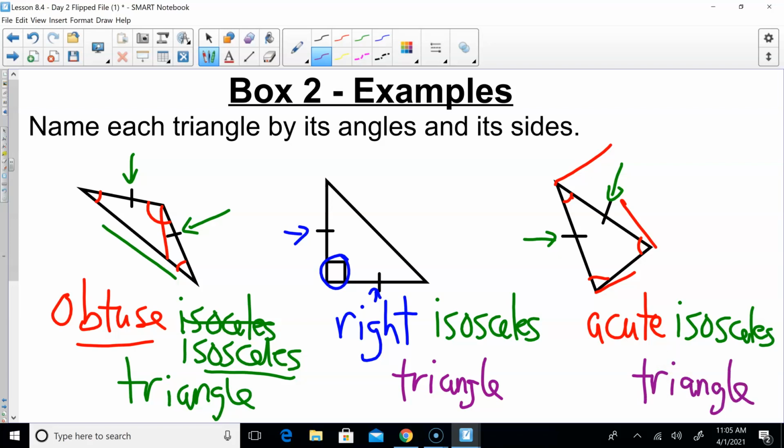But what I find to be interesting with all these is that even though I have all isosceles, I have an obtuse, a right, and an acute triangle just based on the different angles that can be made from these triangles. So you can pause the video right now, write down these examples to help you out.